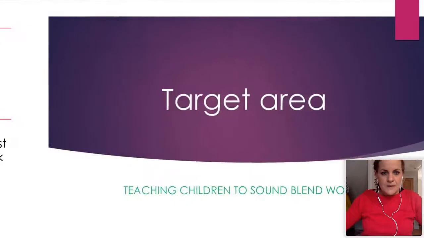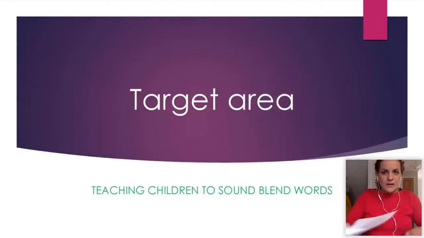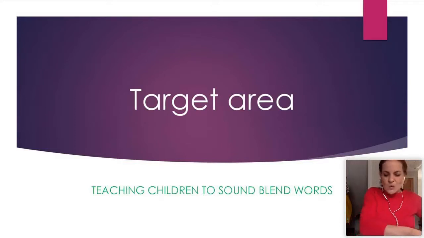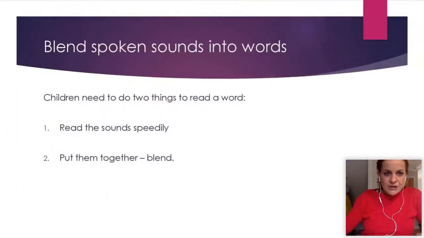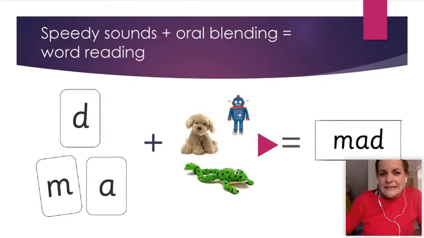Okay. The next target area that we're going to have a think about is to sound blend words. Children need to do two things to read a word. They need to be able to read their sounds speedily, and then they need to be able to put them together. They need to be able to blend them. Now, many schemes use many different systems, but those individual sounds here eventually have to become this. And we do that through blending.